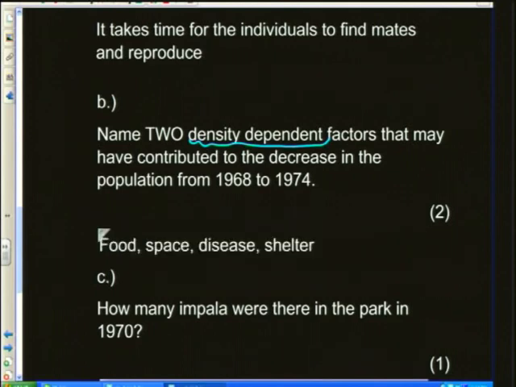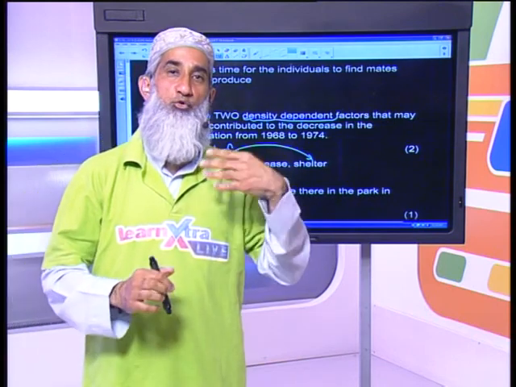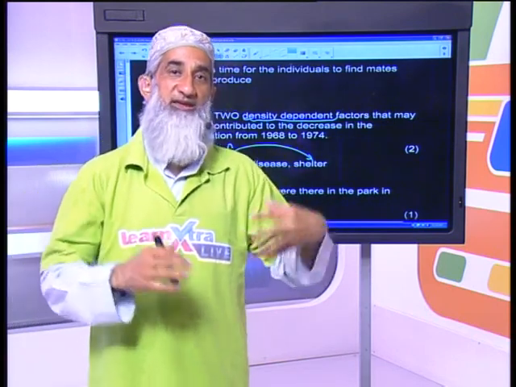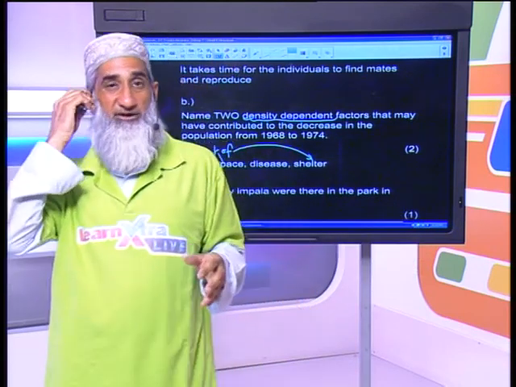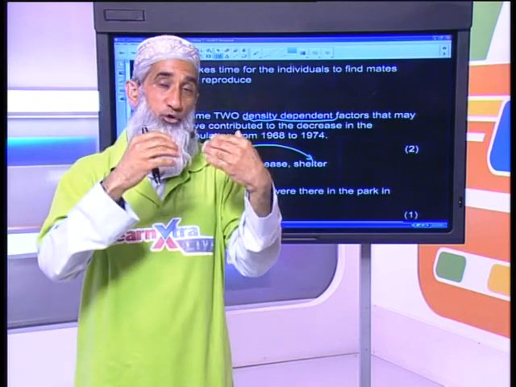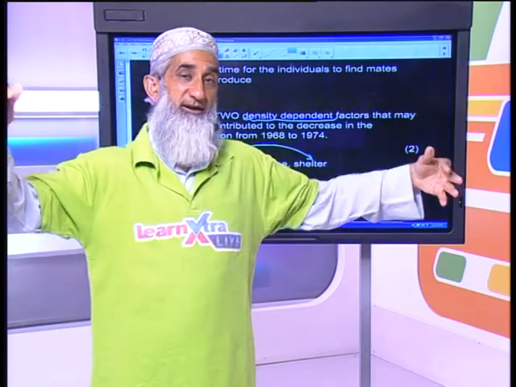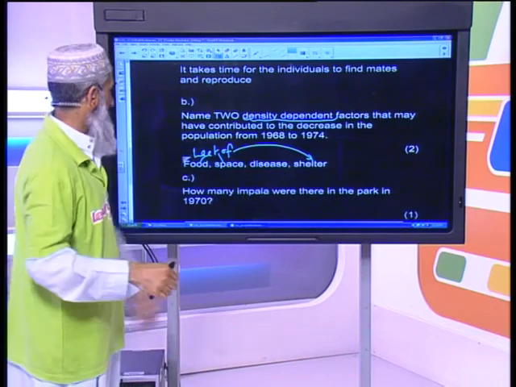And that would be, and I would add there, the lack of food, lack of space, disease on its own, and lack of shelter. These are density dependent factors. Why? Because they would be more pronounced if the population is bigger and more close, and they would be less pronounced if the population is less or lower and spread out. Each one of them. Okay?